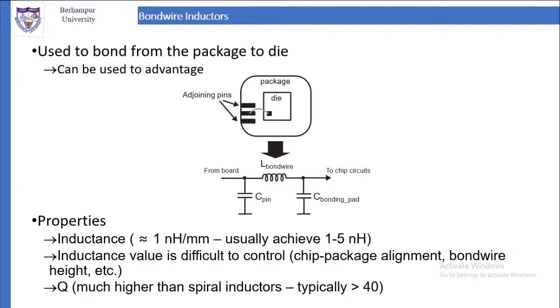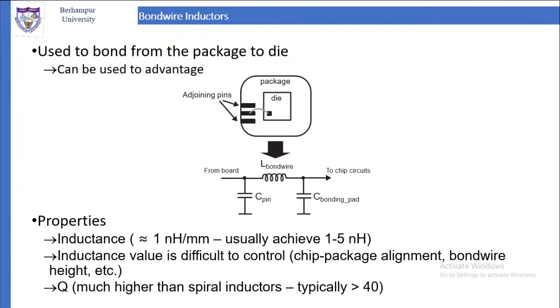Then the second type of inductor is the bond wire inductor. What is a bond wire inductor? This comes because of the bonding of the wire. So you have an IC and you have a circuit, right, that you are going to package. Look at this package. There is something written as a die. Assume that the die is the IC.